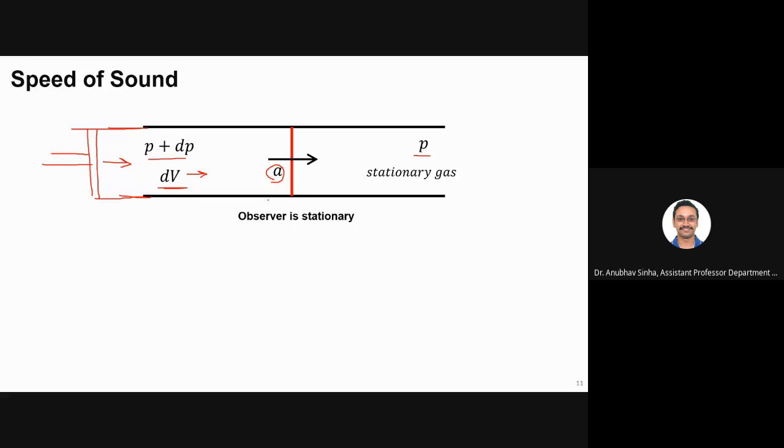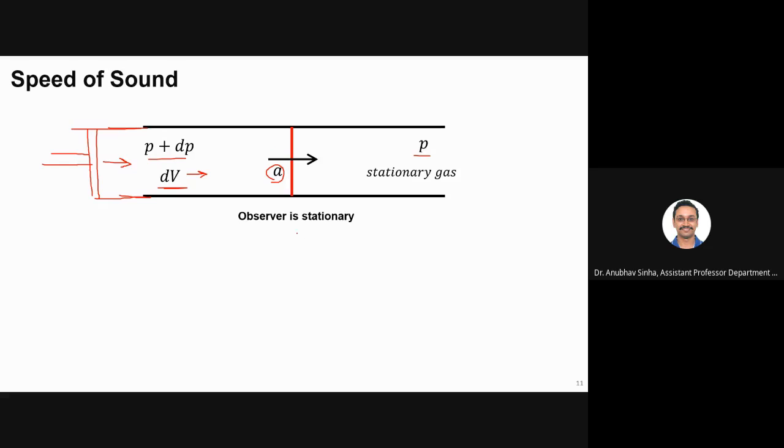Okay, so this is how it looks if you are standing in the lab reference frame. We see that the observer is stationary, and we see one sound wave moving from left to right. Now for general analysis, for deriving equations, we assume that the observer is sitting on the wave, or moving along with the wave.